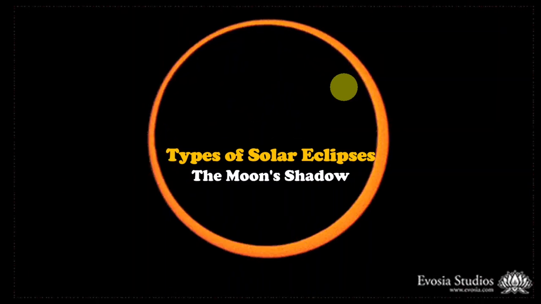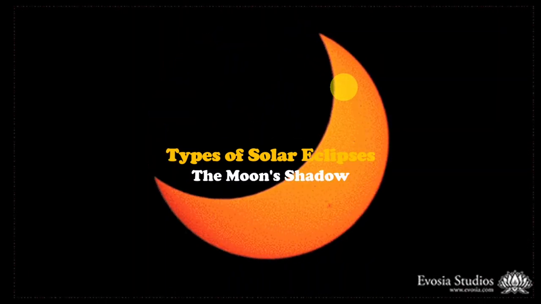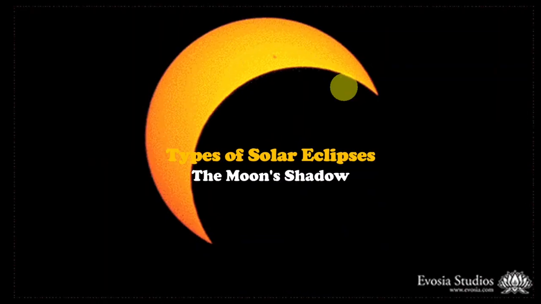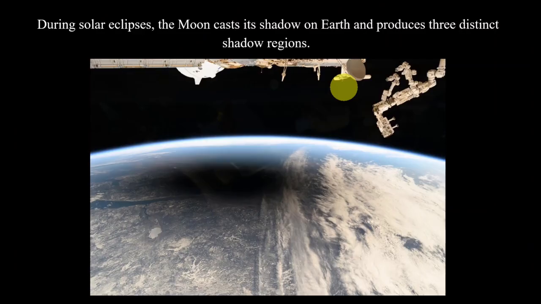So let us go into the types of solar eclipses. I'm going to be talking about the moon's shadow in terms of the types of solar eclipses. During solar eclipses, the moon casts its shadow on Earth, as I've talked about before, and produces three distinct shadow regions. Before I go into those shadow regions, here is a picture taken from the International Space Station during one total solar eclipse.